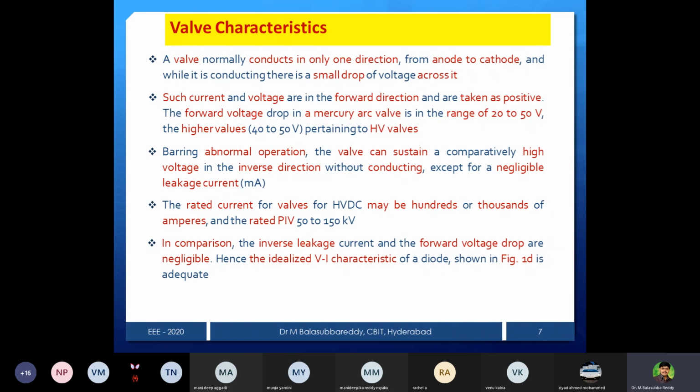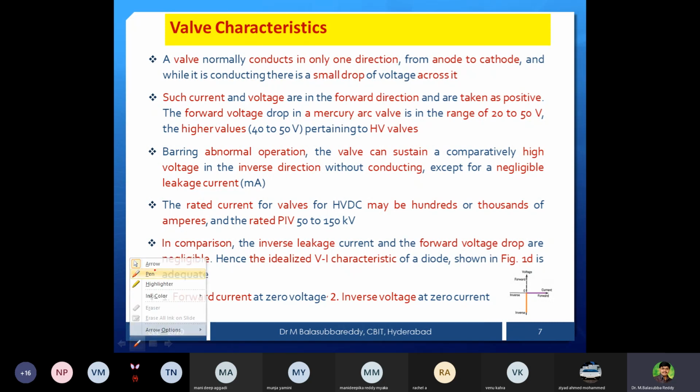Hence, the idealized VI characteristics of a diode, which I already showed you in the previous diode characteristics. We can observe this diagram. Forward current at 0 voltage: this is a forward current at 0 voltage, on the 0 voltage axis. Similarly, this is the inverse voltage at 0 current. So either at 0 voltage or 0 current, we get a forward current or an inverse voltage. This is the ideal characteristic of a diode.